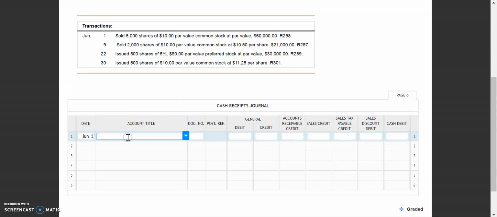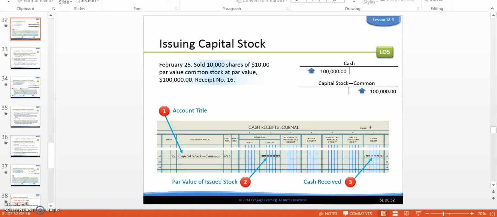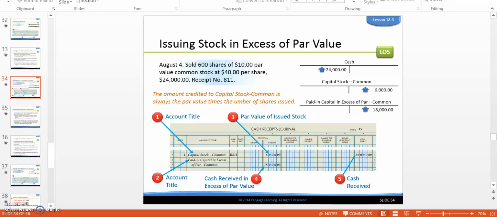So our account title for this one is actually just capital stock / common. Okay. And our document number is going to be R258. And then capital stock is being credited for 60,000. And our cash is debited for 60,000. So that's our first transaction. Pretty simple, nothing too crazy there. And if you need a reference, I believe it is slide 32 in our PowerPoint.